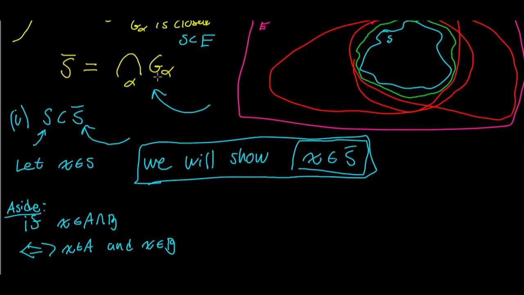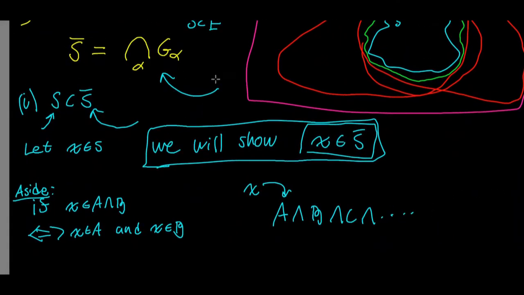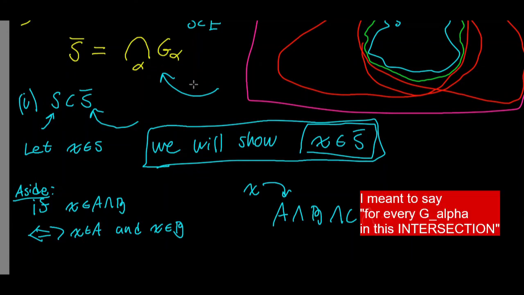So if I have an intersection of an arbitrary number of sets, that is to say, a family of sets, A intersect B, intersect C, and so on, it doesn't have to be a finite number. It doesn't have to be a countably infinite number either. It could be an uncountably infinite number of sets. Then if I want to show that X is in this intersection, I have to show that X is in each of these sets A, B, C, and so on. So I have to show that X is in G alpha for every G alpha in this set.